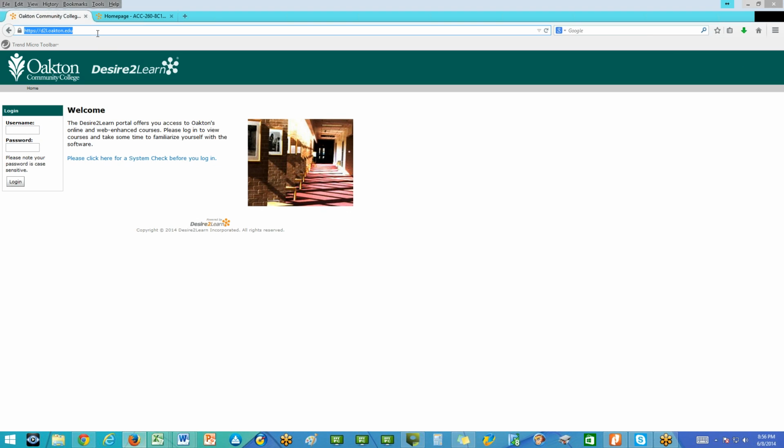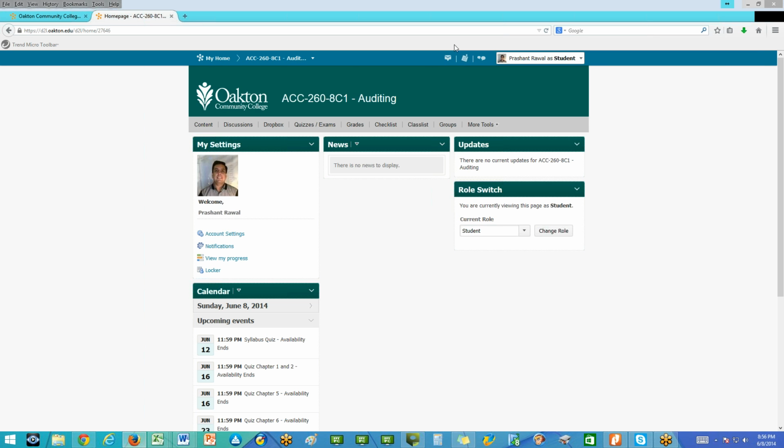This is where we will meet. If you can go log in to d2l.oakton.edu and then put in your username and password. The username and password is the same one that you use to sign on at any Oakton computer. You should have this. If you don't have it, you need to contact the Oakton help desk with your Oakton ID number.